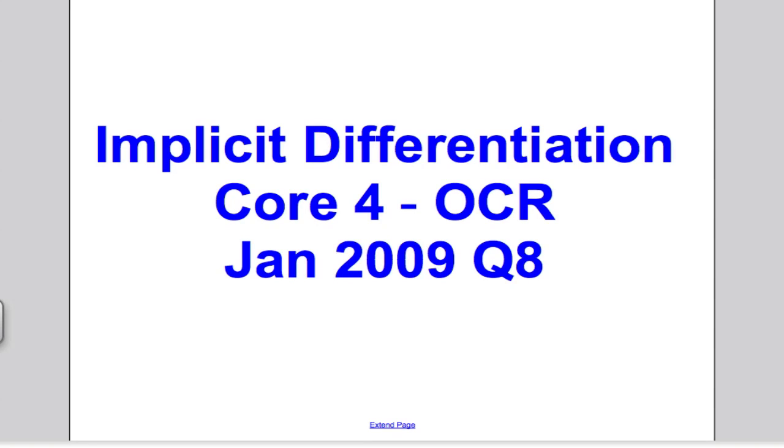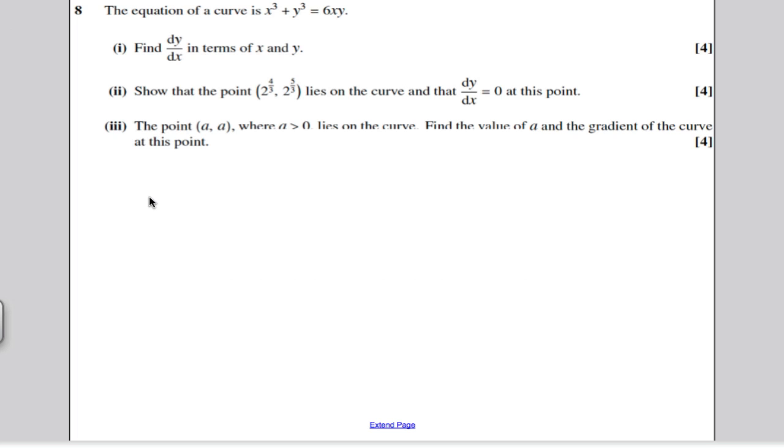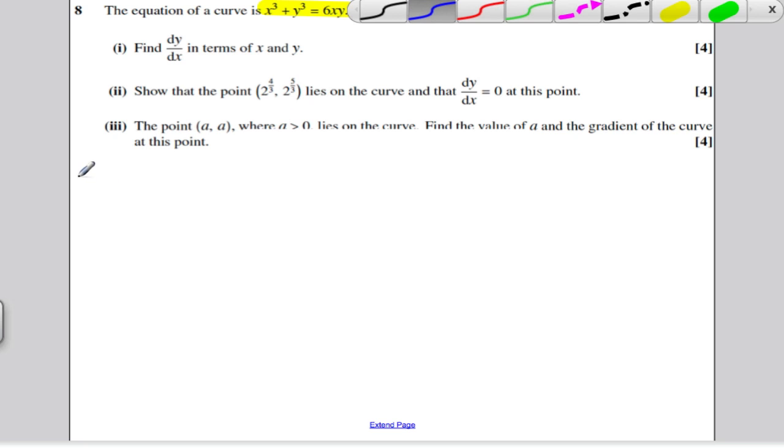In the following video I will show you how to answer question 8 of the January 2009 Core 4 OCR paper. Again, this is my fourth video on implicit differentiation questions. Let's take a look. Here's a curve defined to you implicitly, and it asks you for dy by dx in terms of x and y. So let's do that. Part 1.